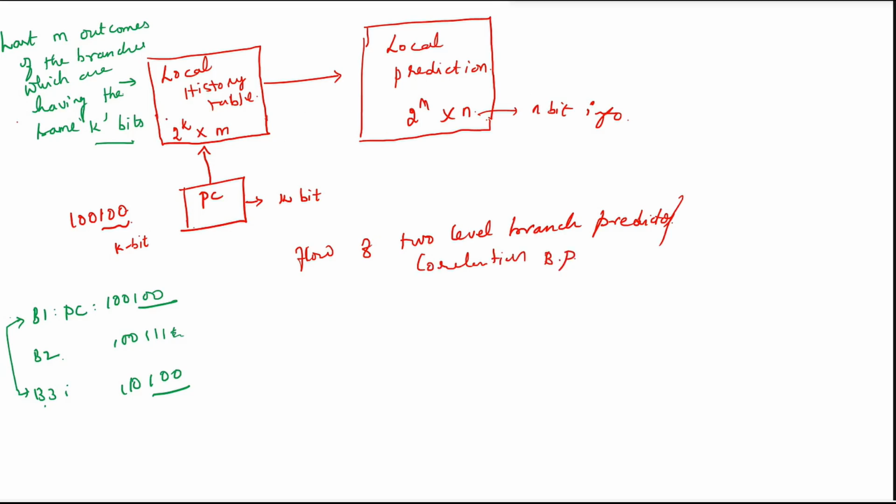So it will be like this. Using the PC, we have to enter into the local history table. The local history table is of size 2 to the power k into m. Here k refers to the number of bits that we are taking into account from the program counter, and m is the number of outcomes of the branches. Using these, we enter into the local prediction table that is of size 2 power m into n. Here n is the n bit info, it will be 1 bit or 2 bit. So this is the way correlation branch prediction works. Now we'll see one example of how correlation branch prediction happens.